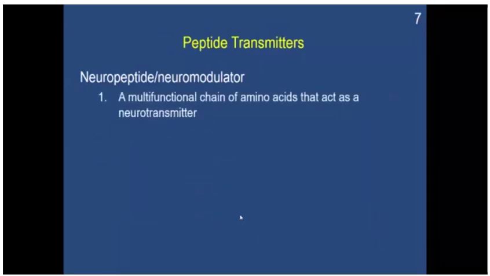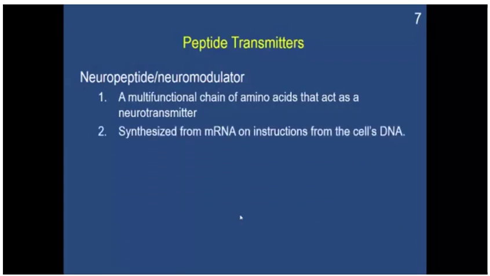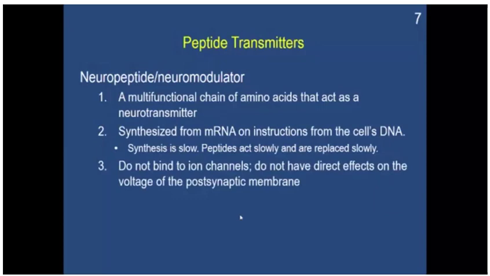Moving into peptide neurotransmitters, these are things that are slightly larger than the small molecule transmitters that we just got done talking about. They are synthesized from your DNA via messenger RNA, and this process is slower. So you have to think about neuromodulators, things like oxytocin and substance P, which has to do with pain, those types of things.